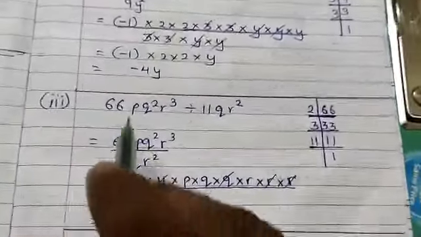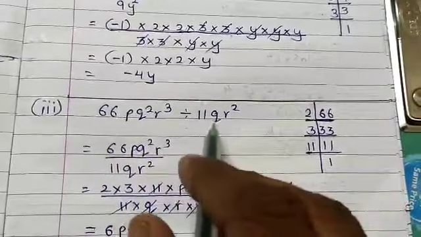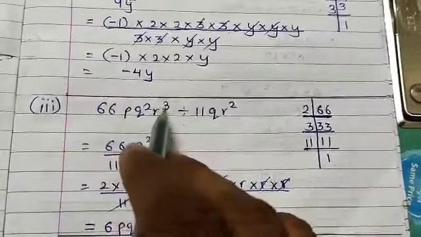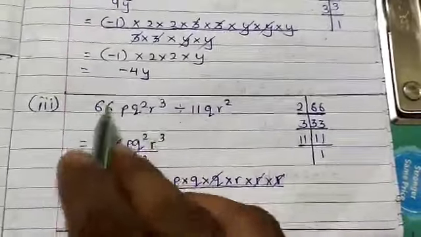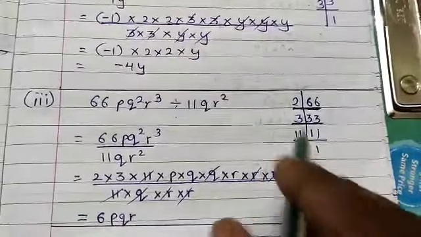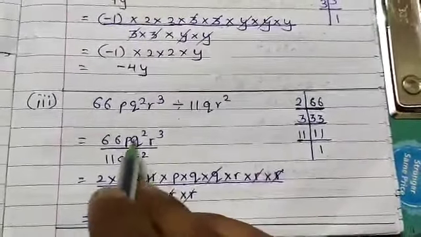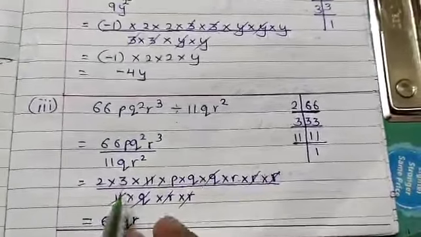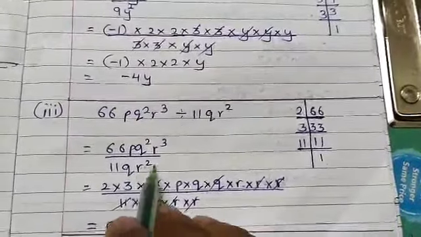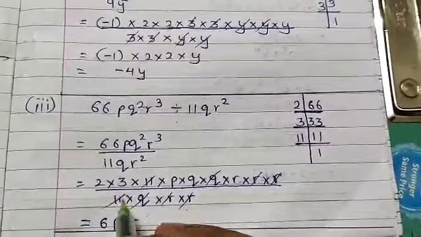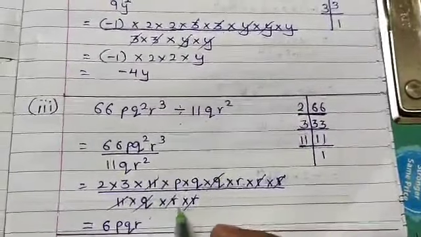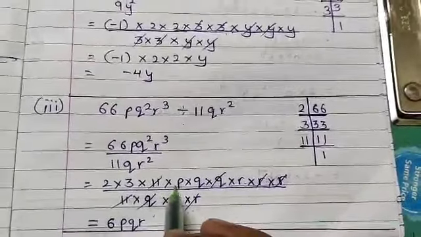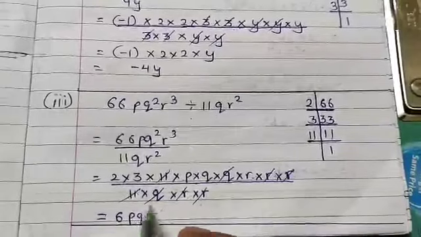Now the next one, 66pq square r cube divided by 11qr square. So you have to divide this 66pq square r cube by 11qr square. So find out the factors of 66: 2 33s are 66, 3 11s are 33, 11 1s are 11. 2 into 3 into 11 into p into q square, which means q into q, r cube means r into r into r, divided by 11. 11 is a prime number, multiplied by q, multiplied by r square, which means r into r. See what is possible to cancel? 11 and 11, then q and q, then r and r, then r and r. Then what is left? 2 3s are 6, 6pqr. So write it over here, 6pqr.